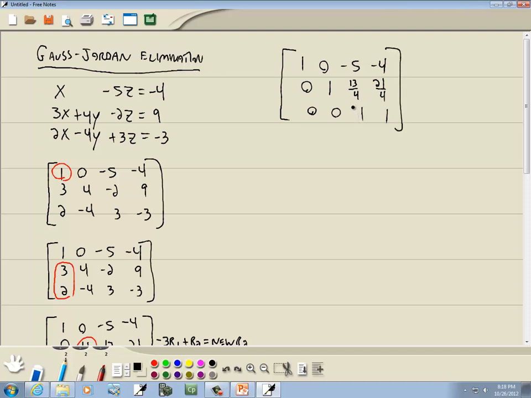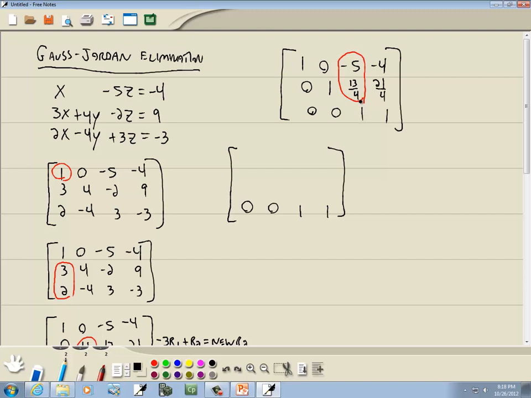Okay, now our steps, we got a 1 here, got zeros below it. We got a 1 here, zeros below it. We got a 1 here, there's nothing below it, so we didn't need to get zeros. Now going on with this, we start at the bottom 1 here, and you get zeros above it. So I want to get zeros in these two places.